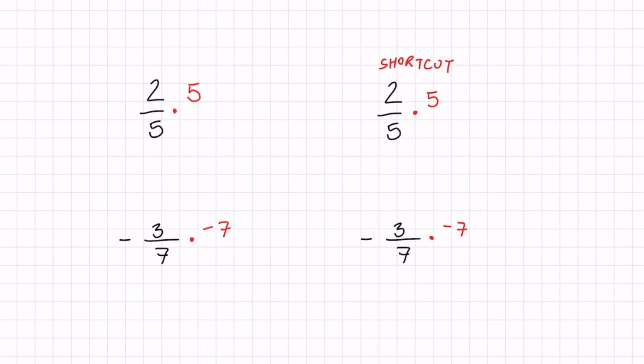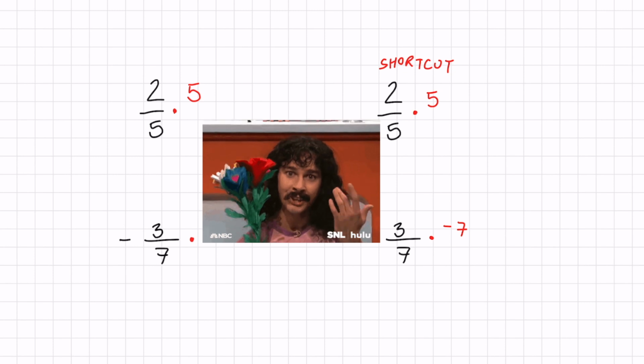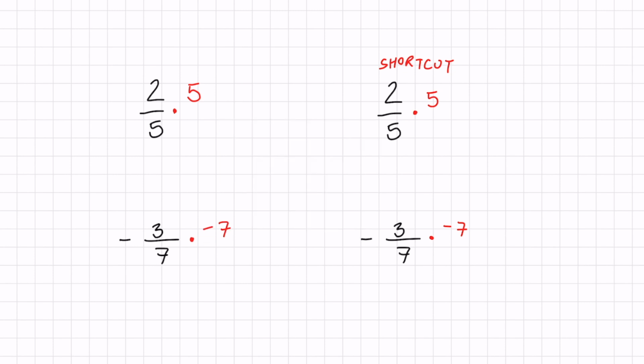Today I'm going to show you some tricks, some shortcuts you can do to make equations with fractions and distributive property a lot easier. Let's say you got 2/5 times 5 like this. You were probably taught to multiply the numerators, 2 times 5 to get 10 divided by 5, and then 10 divided by 5 is 2.